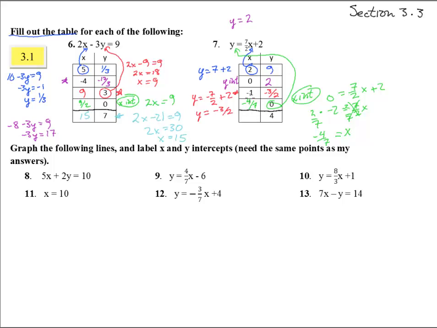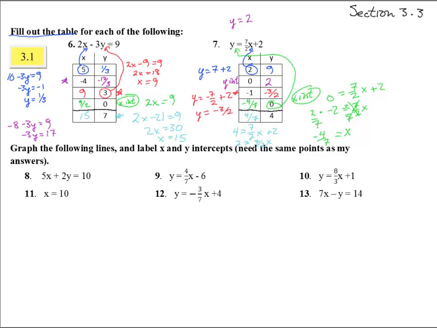Good. And the last one. Take 4 and stick it in for y, and we get 4 equals 7 halves x plus 2. Subtract 2, and we get 2 equals 7 halves x. Oh, that's almost like what we had over here. Times by 2 sevenths, and we get 4 sevenths on that one.